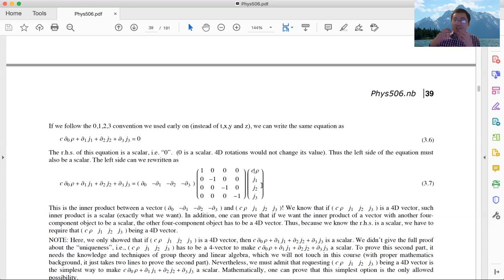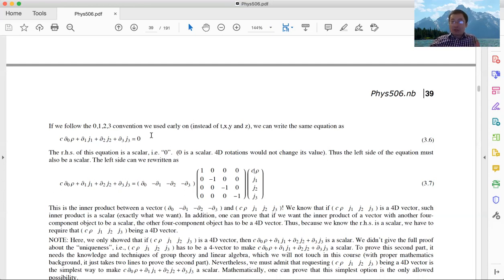If rho j, j, j is not a vector, then this whole thing on the left-hand side would not be a scalar. If it's not a scalar, the continuity equation will not obey the scalar equals scalar structure. If it does not obey that structure, it will mean that the continuity equation, or say the charge conservation law, will change from one reference frame to another. That's something we cannot allow. At least that is not allowed by the assumption of Einstein. Einstein assumed all the reference frames are equivalent.